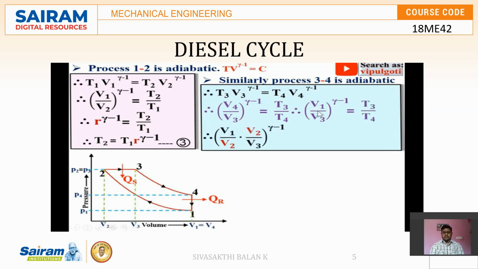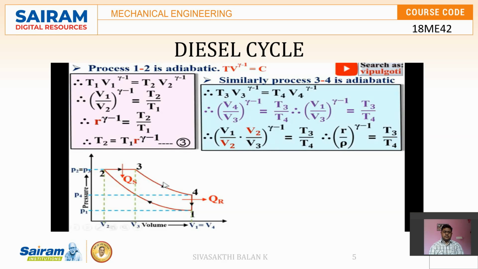Now the very important term, V1 by V3. I have multiplied by V2 and divided by V2, so it is equal to T3 by T4 as it is. Now you know that V1 by V2 is the compression ratio, so I can put it here r, and here it is V3 by V2, and V3 by V2 is your cutoff ratio. So I can say it is rho raised to gamma minus 1 is equal to T3 by T4. So this is a very important term, that V1 by V2 is the compression ratio, and here V3 by V2 is the cutoff ratio.